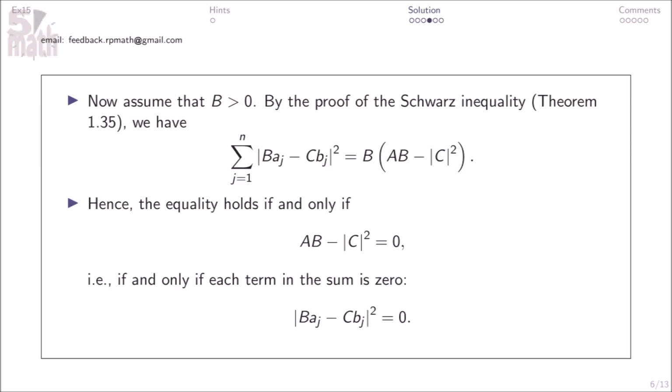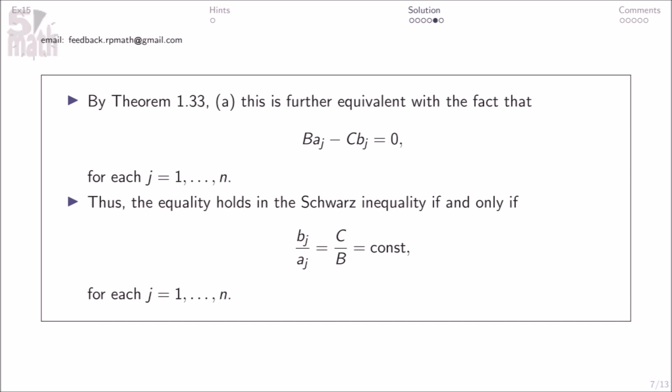Now assume that b is greater than 0. By the proof of the Schwarz inequality, Theorem 135, we have this. Hence, the equality holds if and only if ab minus absolute value c squared equals 0. That is, if and only if each term in the sum is 0: absolute value of b aj minus c bj, squared, equals 0.